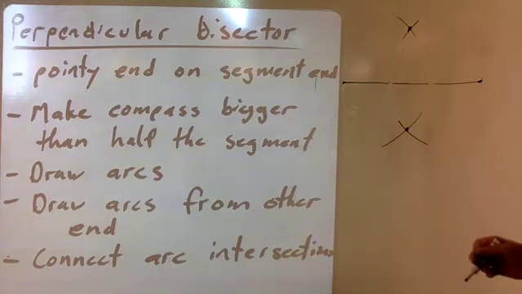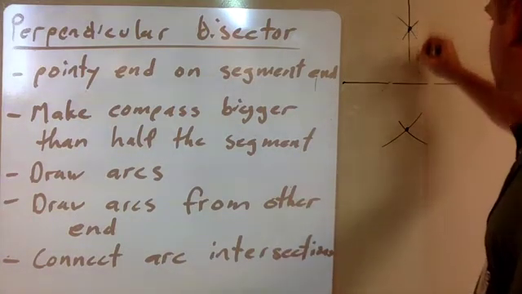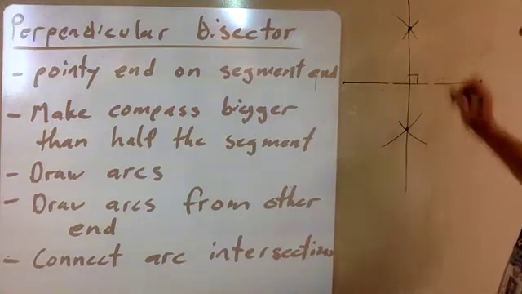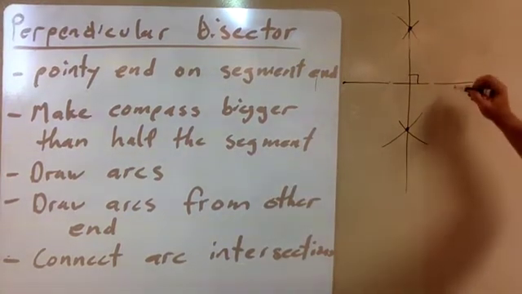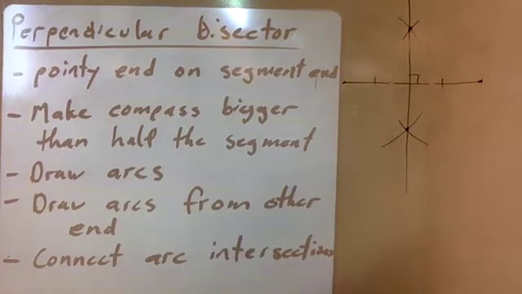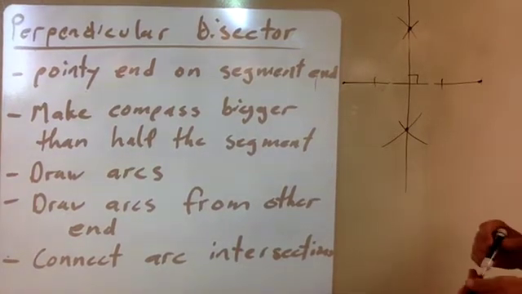Once you have those, you take your straight edge, you connect those, and boom, there's your perpendicular bisector. It's perpendicular, and it splits your original line in half. So that's perpendicular bisector for you.